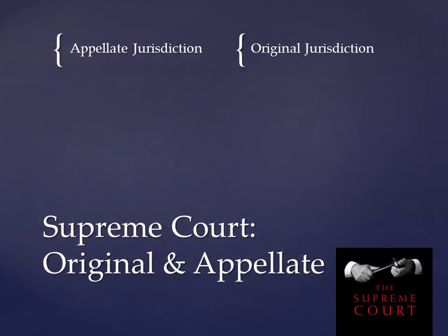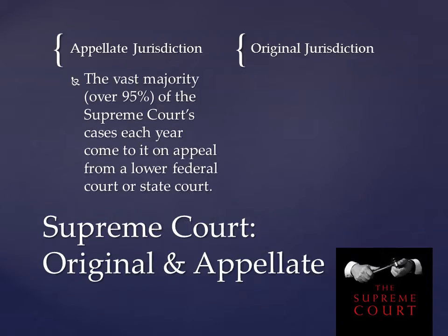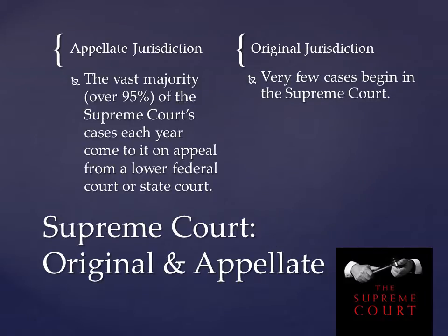As previously stated, the Supreme Court of the United States has both original and appellate jurisdiction, though the majority of their cases do fall into the category of appellate jurisdiction, as over 90% of them have been heard by a lower court either at the federal or state level. There are a small percentage of cases each year, however, that do fall into the category of original jurisdiction, as the Supreme Court is the first court to hear those cases.